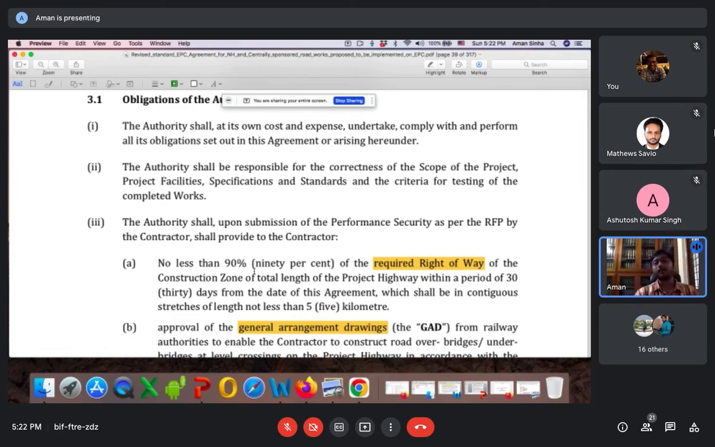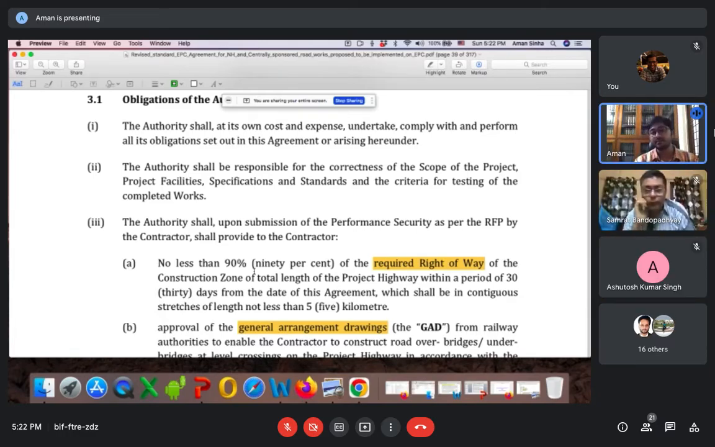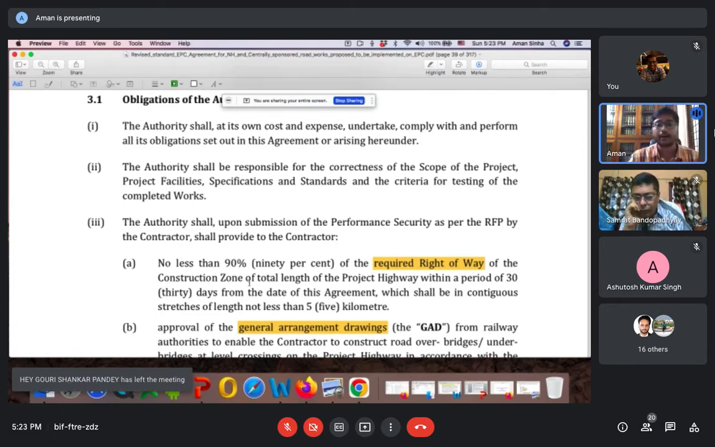So what happens is that there is one schedule in which it will be mentioned that when the project gets initiated, this much of land you will be giving to us. Then in 180 days, this much stretch of land, ROW, will be provided by the authority to the contractor. So all this is mentioned in the schedule. So as such, it is given that no less than 90% of the right of way of the construction zone of the total length of the project highway, within a period of 30 days from the date of this agreement, has to be given by the authority to the contractor.